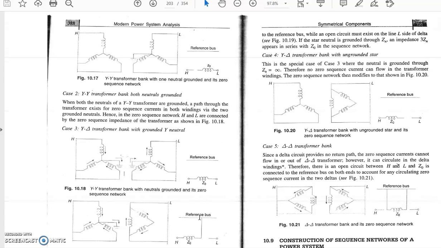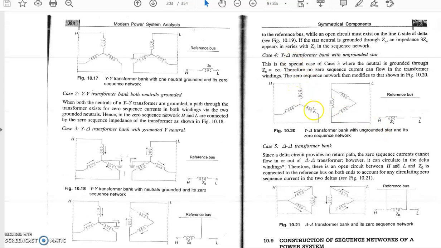We will make a rule: for a star with grounded neutral, it is connected to the line; a star without grounded neutral is disconnected from the line. If it is delta, then it is disconnected from the line but connected to the reference bus. So again, we will discuss the star-delta transformer.